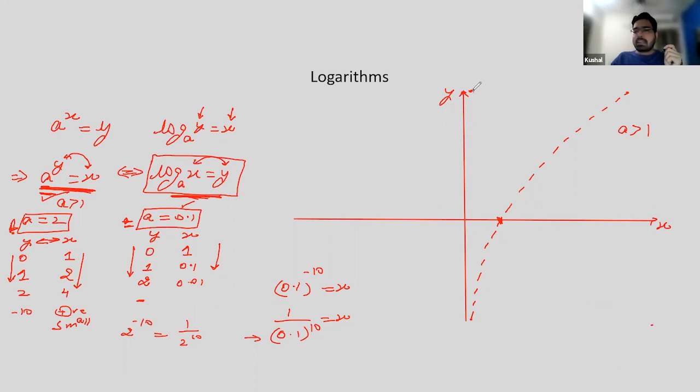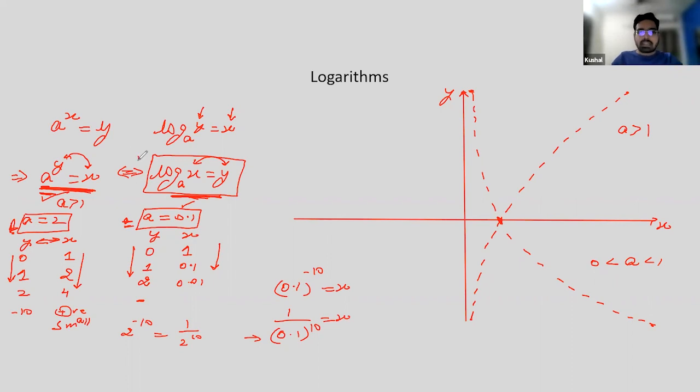That means if I now join these 3 points, then I will get the graph of the log function. I'll get the graph of the log function lying between 0 and 1 when your base is lying between 0 and 1. Now there are important conditions for defining your log.